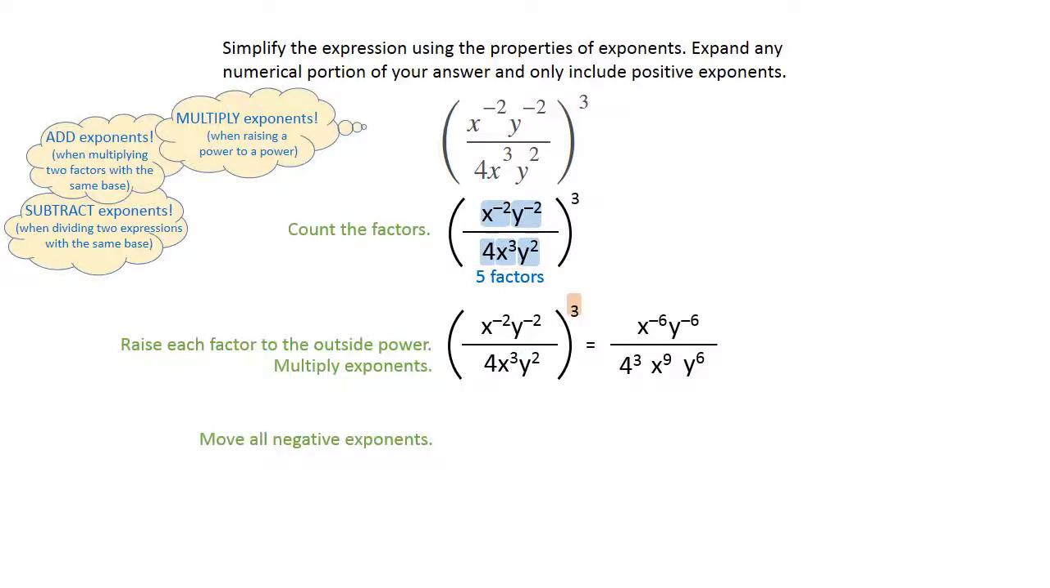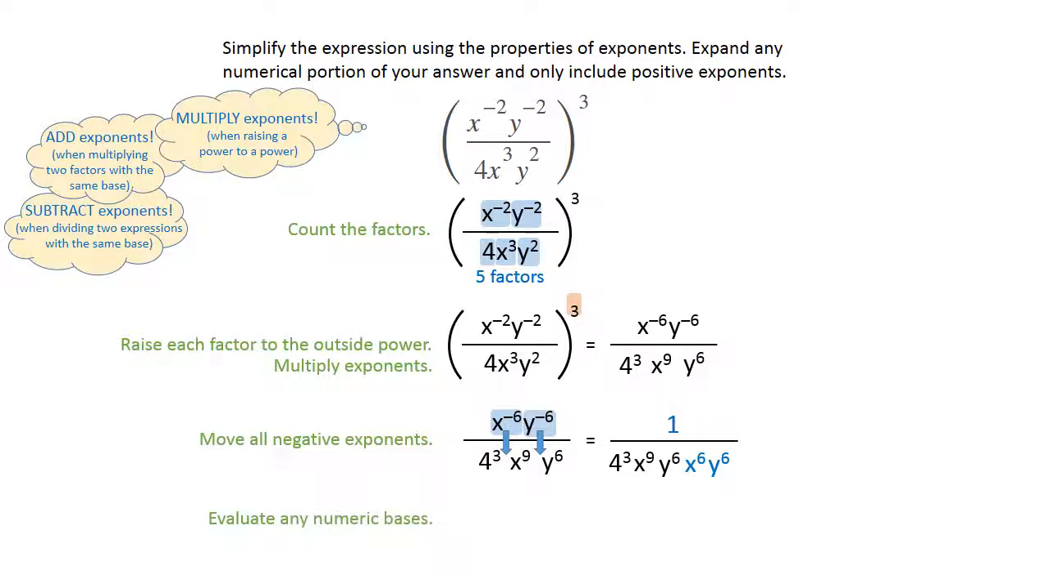The next thing we're going to do is move all of our negative exponents. So you're looking at that expression, go ahead and draw your dividing line. There's only two negative exponents that need to move. They're both on the top, and they need to move to the bottom. So that means the original pieces on the bottom can stay there. The 4 to the 3rd, x to the 9th, and y to the 6th can stay right where they are. You just need to move that x to the negative 6 down and make it a positive 6, and the y to the negative 6 becomes a y to the positive 6. You left the top of the fraction empty, so we're going to fill that with a 1 since we have everything in the denominator.